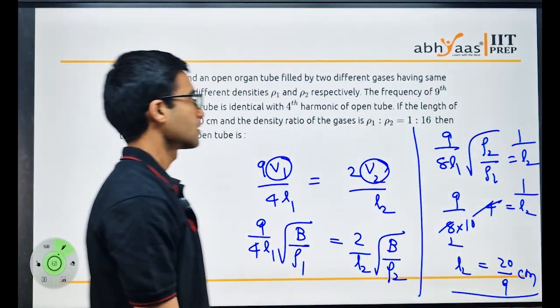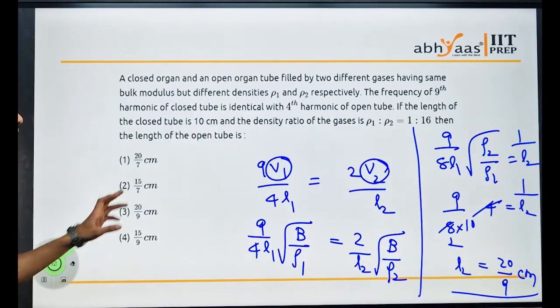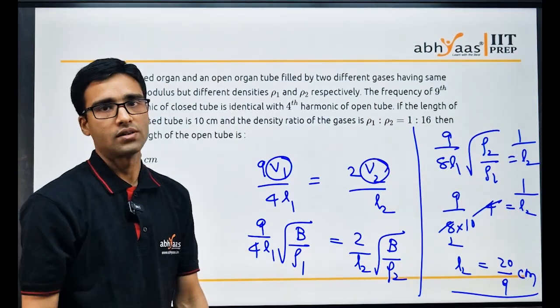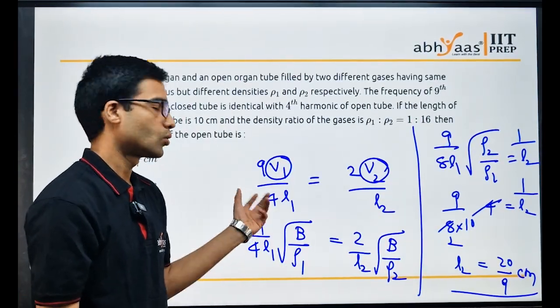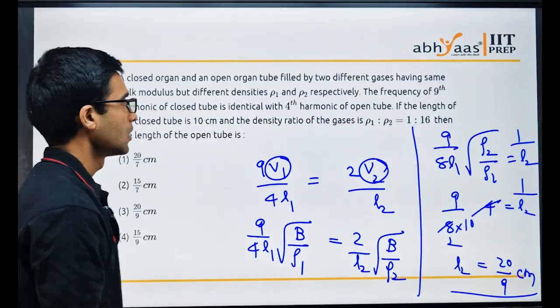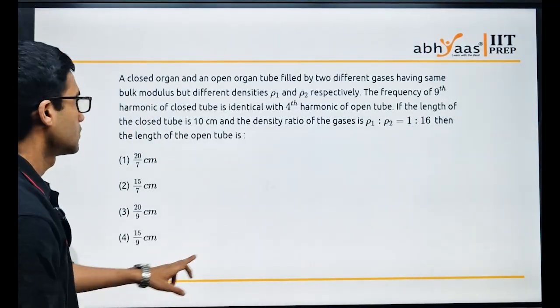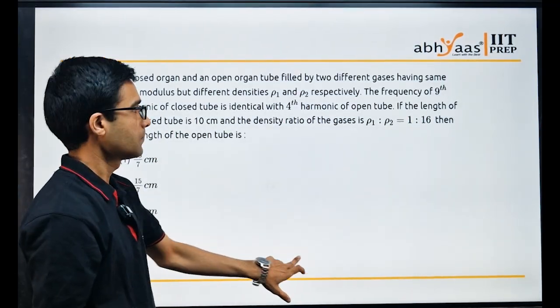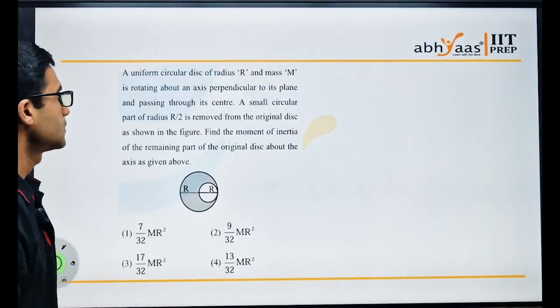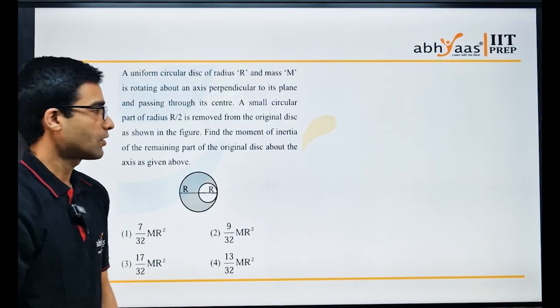So we know the concept for the closed and open pipe harmonics, what the frequency values are, and if you rearrange the velocity values, you will get the answer. Okay, this is also one of the easiest questions. So now going to the next question, it is based on moment of inertia.